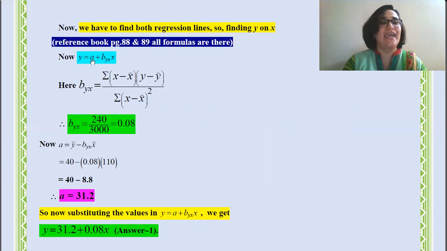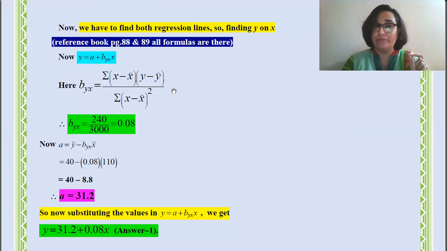Y is equal to a plus byx times x, and please remember, whatever is the coefficient of x, that is the byx, that is the regression coefficient. We have just discussed its formula, right? Sigma (x minus x bar)(y minus y bar). Why did we use this formula? What did I tell you? Because your x bar and y bar were integers. What kind of value was it? It was an integer value. Therefore you selected this formula.